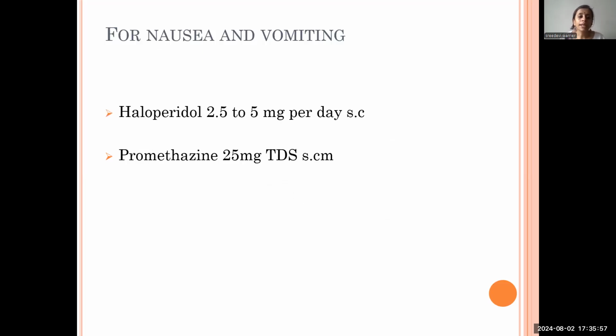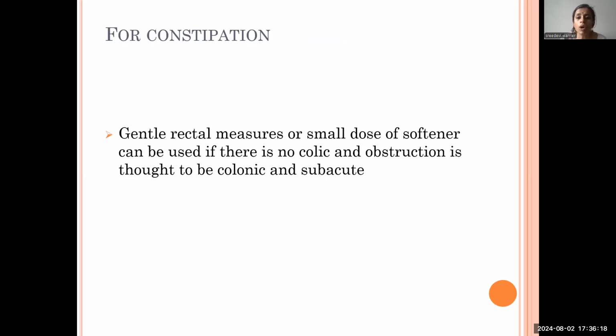Again, for nausea, vomiting, because the obstruction is complete, you cannot give metoclopramide. In partial obstruction, you can give metoclopramide, but in complete obstruction, you cannot. That time we can rely upon haloperidol or sometimes promethazine. Generally, they respond to haloperidol really well. So how will we manage?